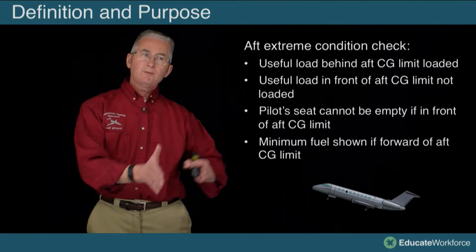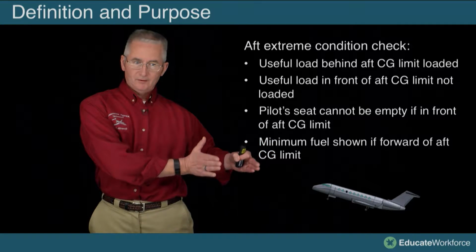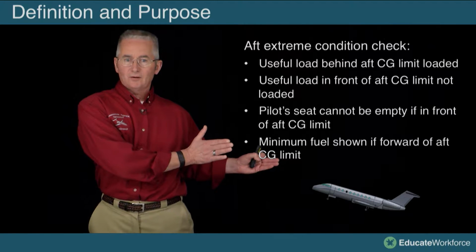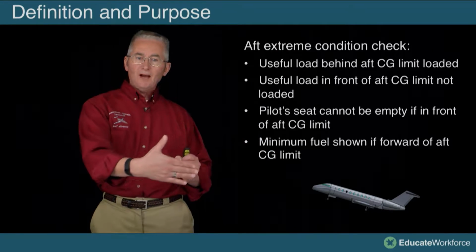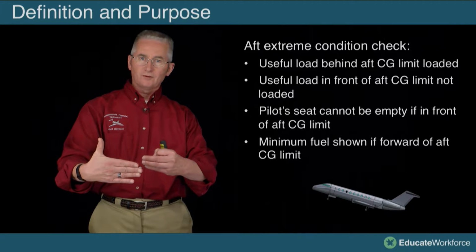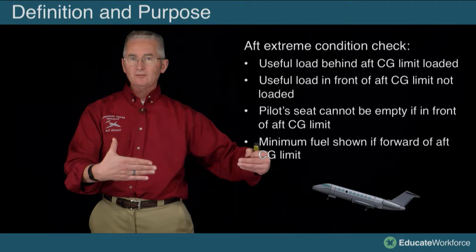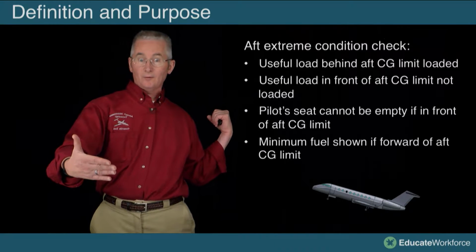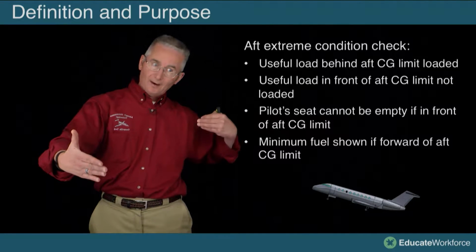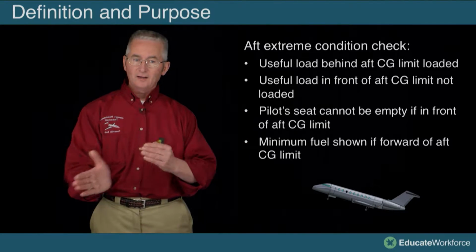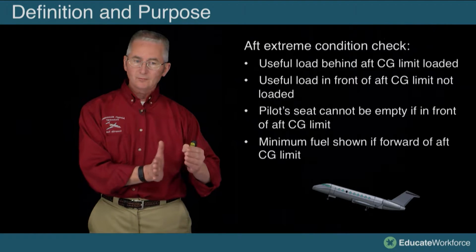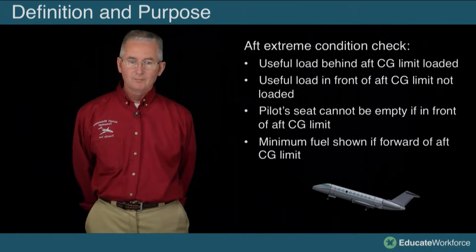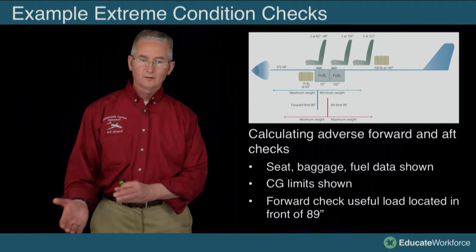Everything now is going to be loaded aft of the center of gravity. So the aft cargo bay would be full. Any of the fuel tanks behind the center of gravity would be full. The pilot seat would be full, even if it was forward of the CG, but the co-pilot or passenger seat would be empty, and maybe the passenger seat behind them would be full, again, if they're behind the center of gravity. Again, this is all a mathematical pencil and paper check to make sure that our aircraft is safe for flight and we're keeping that center of gravity range where it belongs.